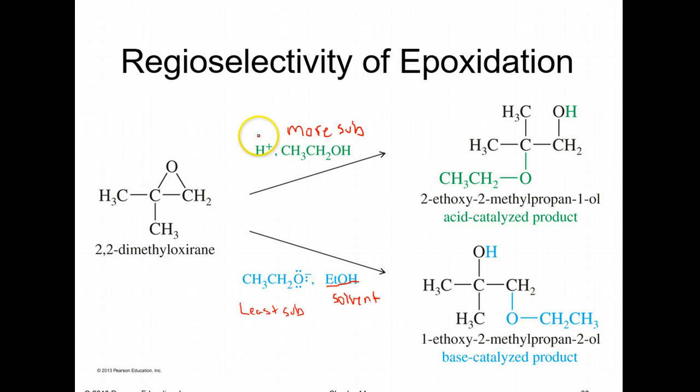So notice in the presence of acid, I'll draw a mechanism on the next page. This oxygen goes to that carbon because it's more substituted. I have methyls rather than hydrogens. In the O- case, the O- goes to the least substituted carbon. That's what's meant by regioselectivity: what region is it going to?